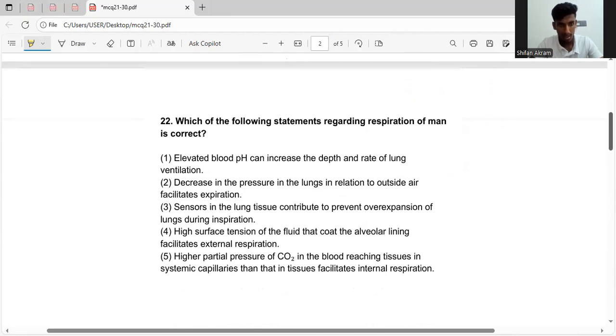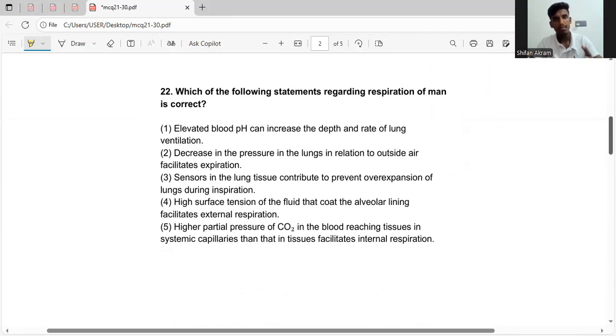The 22nd question. Which of the following statements regarding respiration of men is correct? First one: elevated blood pH can increase the depth and rate of lung ventilation. In other words, they are saying increased blood pH can increase the rate of ventilation. When is the rate of ventilation increased? The rate of ventilation is increased during high metabolic activities such as exercising and running.